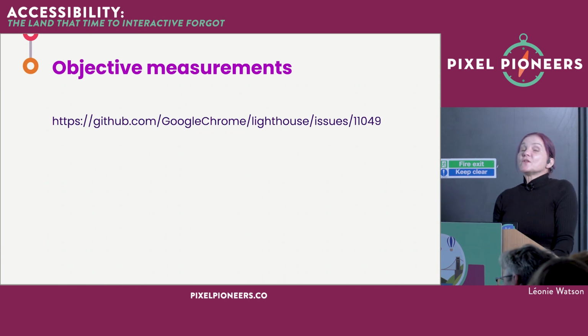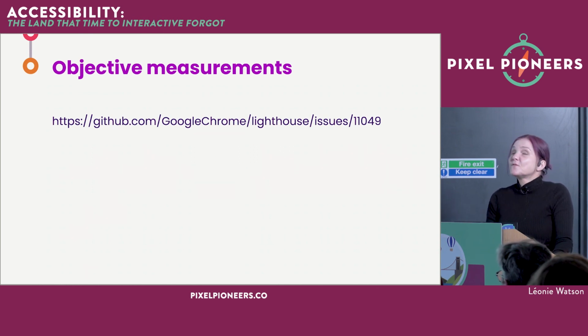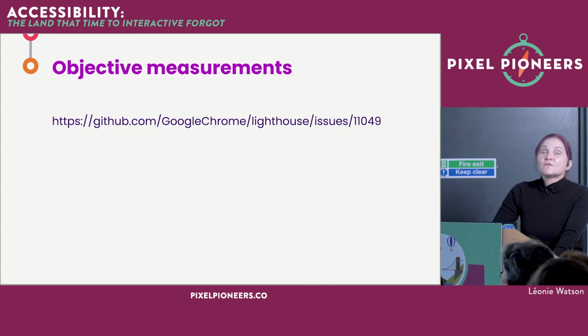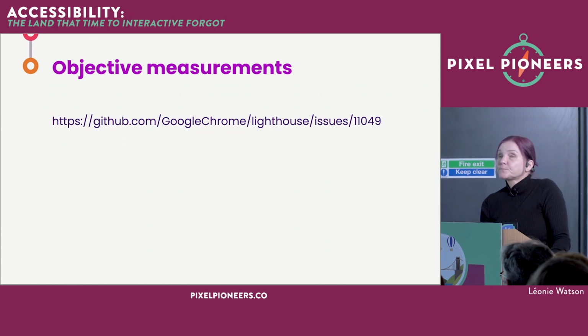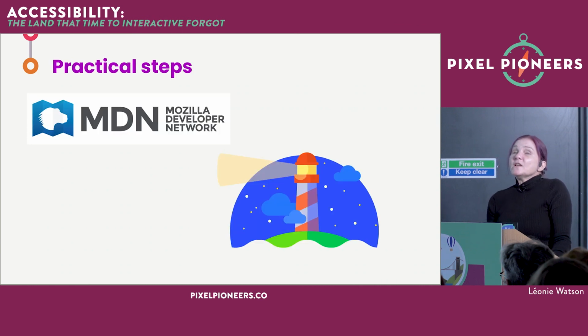But if you're interested in joining the conversation, the issue link is on screen, and you'll find it by heading to the Lighthouse repo and searching for metrics for inclusive, for assistive technologies. It'd be great if anybody interested in this area could share more thoughts and ideas and suggestions on how this might be realized. And finally, some practical steps.